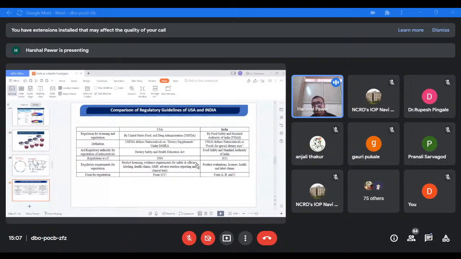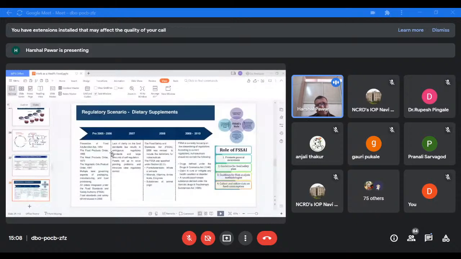You can see there is a lot of difference in terms of regulatory requirements. Here, United States, they are making you mandatory to manufacture the products in the GMP environment. At the same time, they are expecting clinical trial data from you. So this is somewhere it is missing in the Indian regulation. The registration form which is used in United States, that is 3537. Here in India we have three different forms: Form A, Form B, and Form C. That depends upon the kind of products.